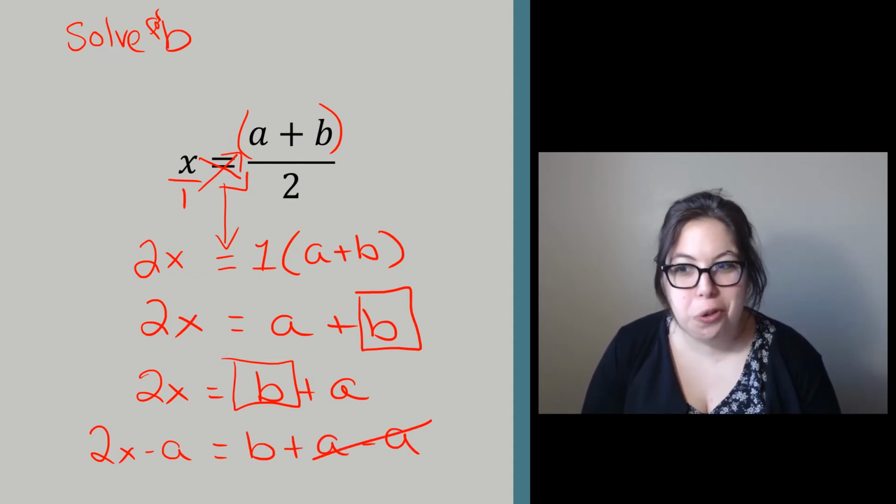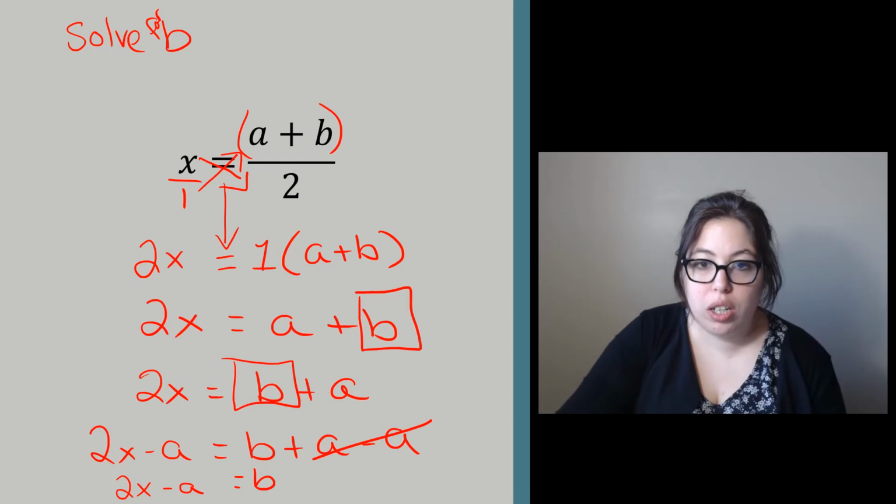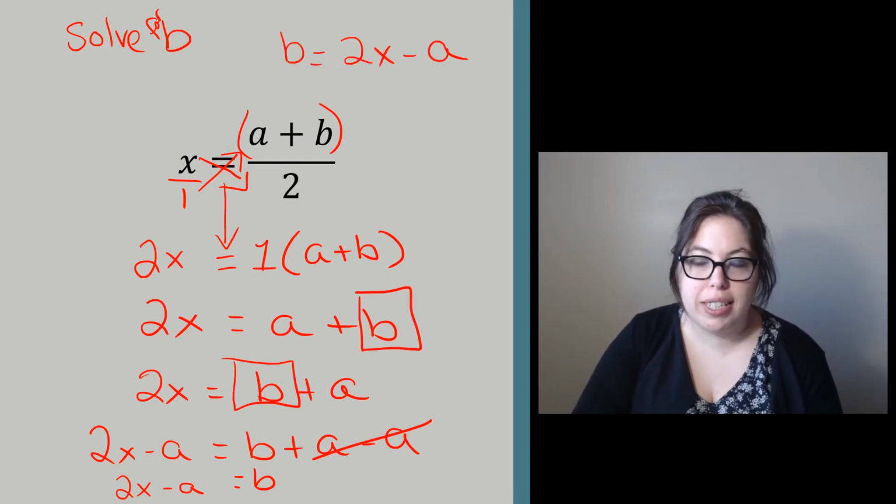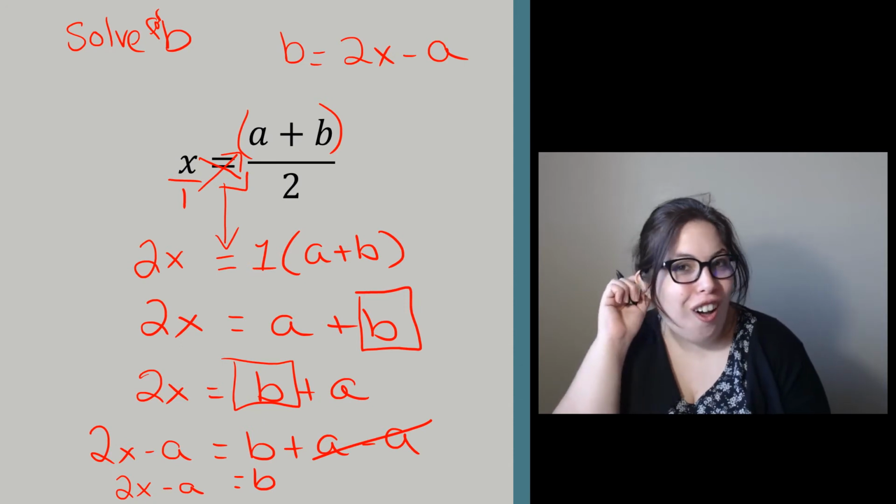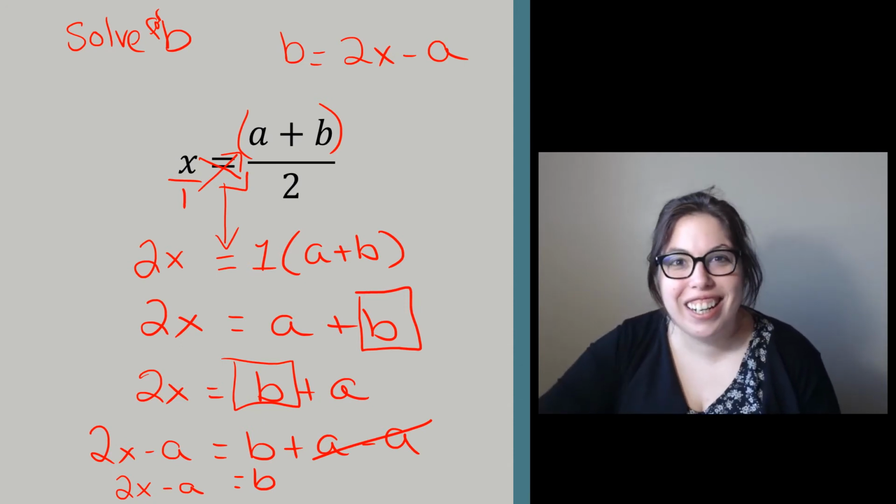That's going to cancel out, giving me a 0. So b equals 2x minus a, or I can flip-flop it around and say b equals 2x minus a. Awesome. Let's look at another one.